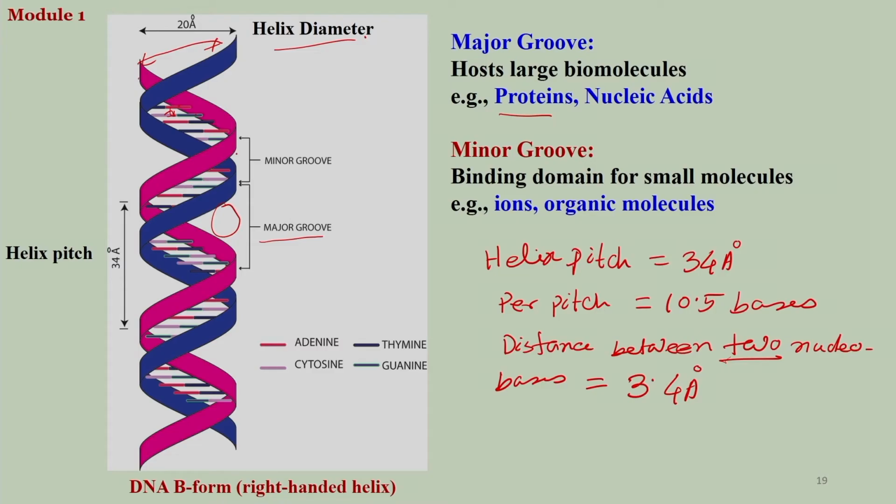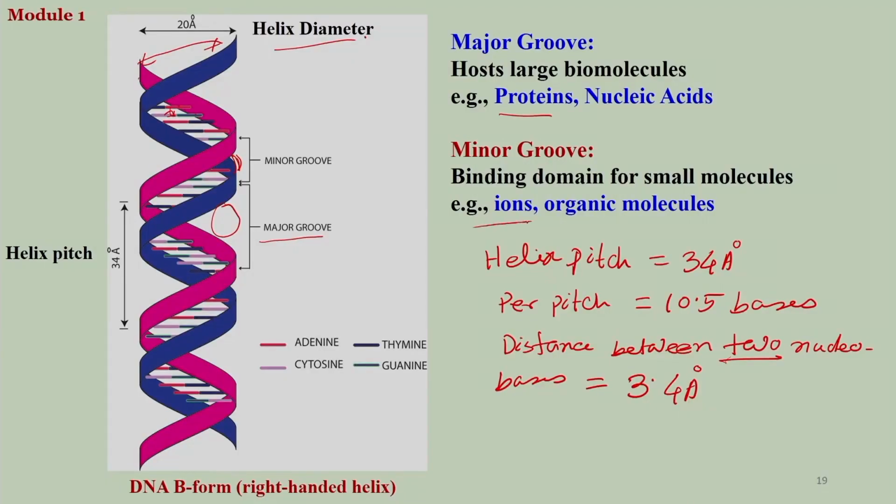And another type is the minor groove, this part. This is a small pocket, low space, that is why this is called the minor groove. So, the minor groove is for binding with smaller molecules because the size is small and the space is small. So, minor groove basically binds with ions or smaller organic molecules for various kinds of biological transformations. So, these are very important aspects of a DNA double helix.